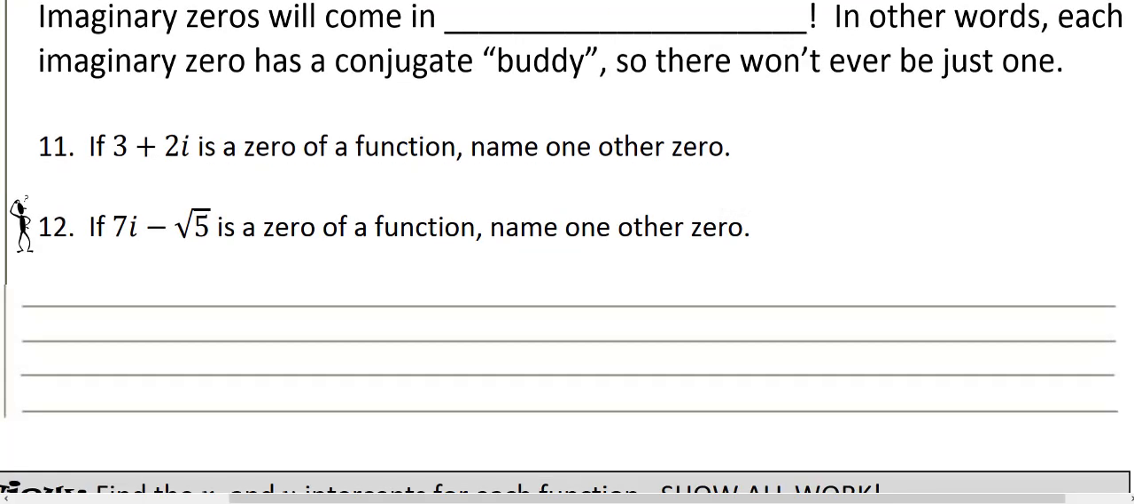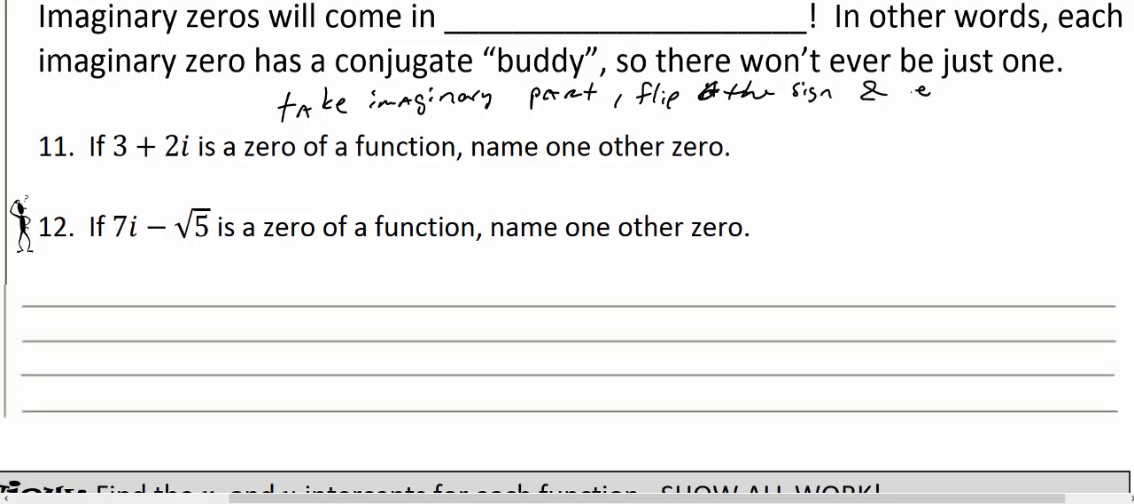Here's what I mean by that. If 3 plus 2i is the zero of a function, name one other zero. What happens is I take the imaginary part, and I flip the sign. Flip it. And rewrite.